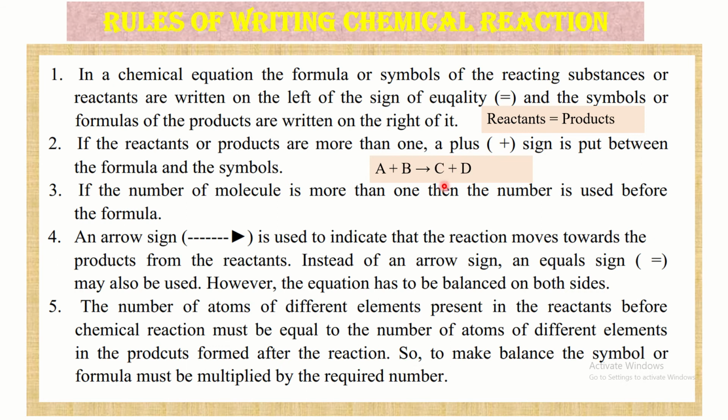And there are 2 products, C and D. Here also one plus sign is put, C plus D. Now, if the number of molecules is more than 1, then the number is used before the formula. Look here, there is 1 mole A, 1 mole B, 1 mole C and 1 mole D. But if the mole number is more, then this number is used before the symbol or formula of the reactants and products like this.